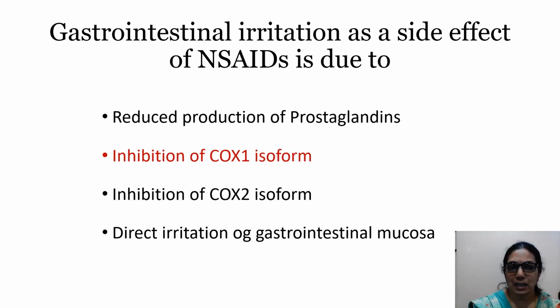The answer is that it is mainly due to the inhibition of cyclooxygenase 1 isoform. Pain is reduced by decreasing the production of prostaglandins and also by COX-2 isoform inhibition. But some drugs also inhibit COX-1. With those drugs we will see gastrointestinal irritation in the patient. So some NSAIDs have been developed which are selective for COX-2. So it is better we prescribe those drugs if the patient has this gastrointestinal irritation.